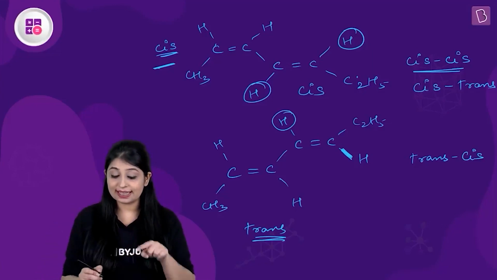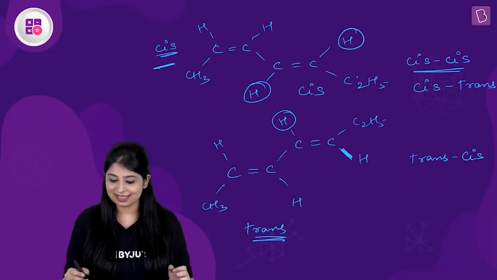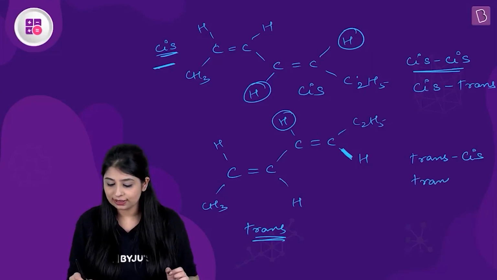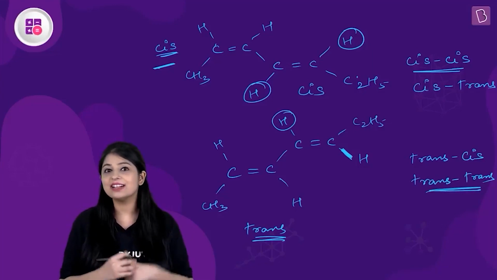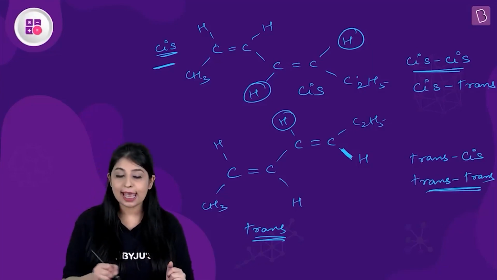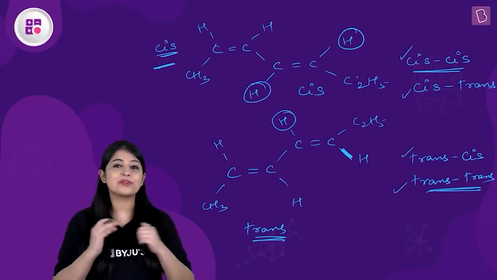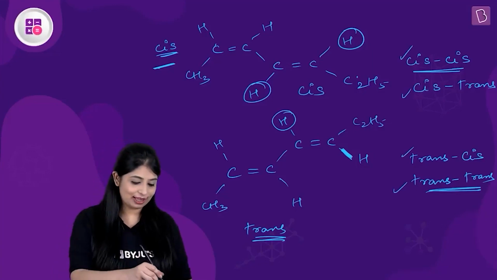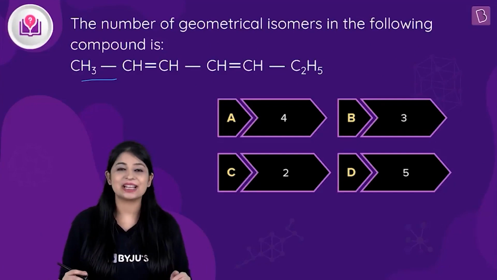So now we can see that the arrangement around the second double bond is what? Trans. So this is the trans isomer. So how many isomers do we have here if we have 2 double bonds in this compound? Well, there are 1, 2, 3, 4. We have 4 geometrical isomers. Let's have a look at the options given to us. Well, option A is the correct option.